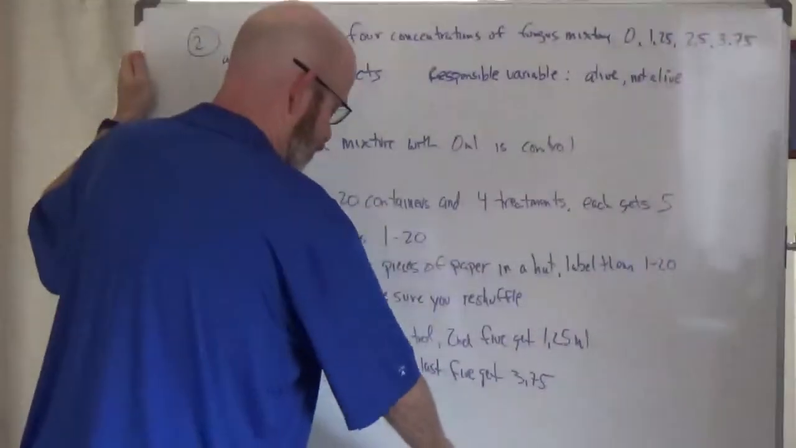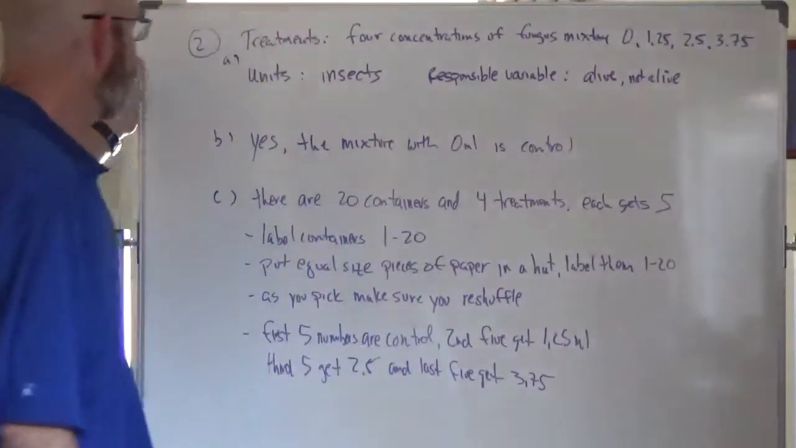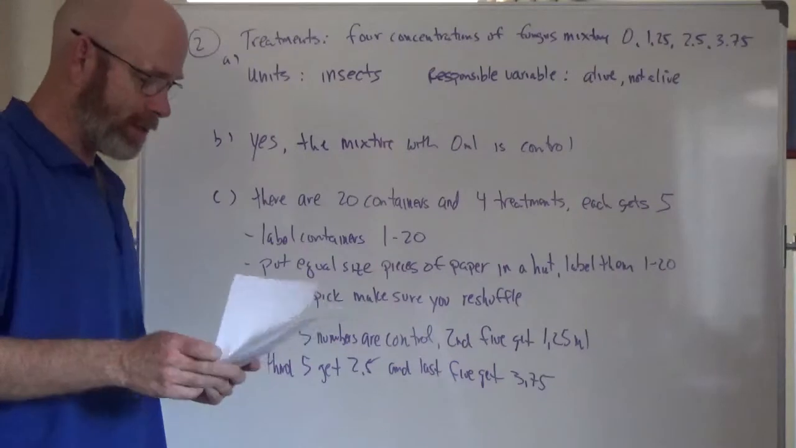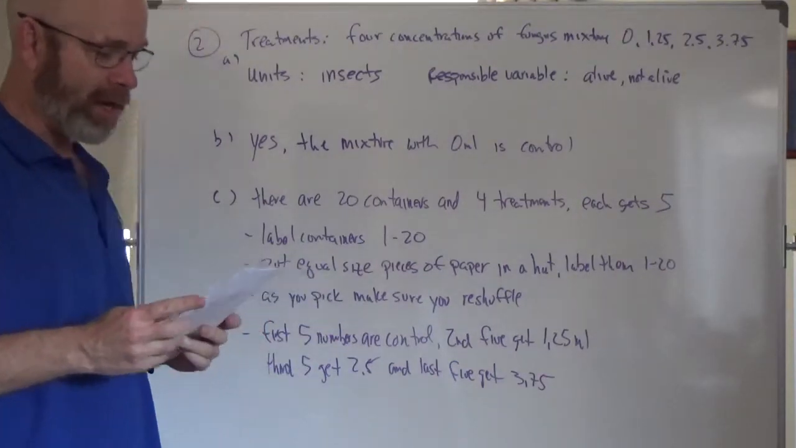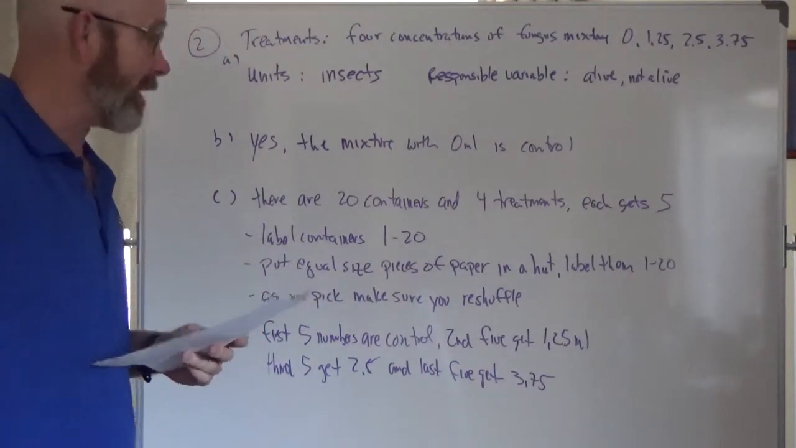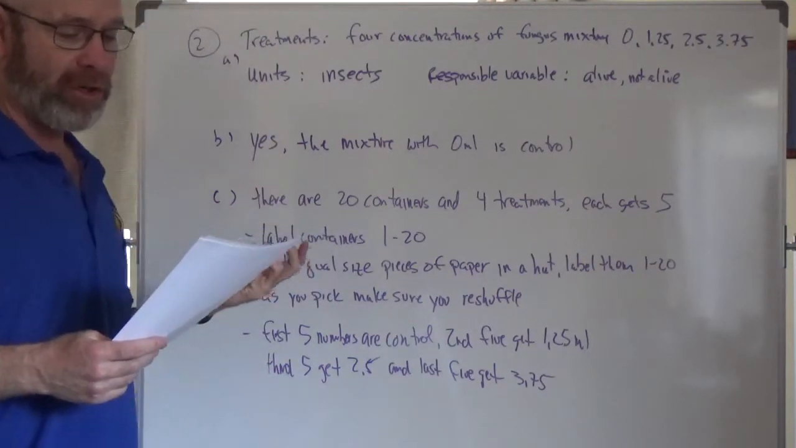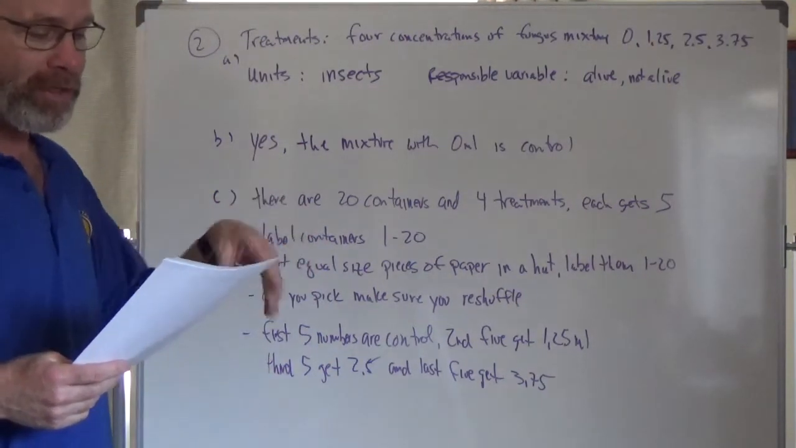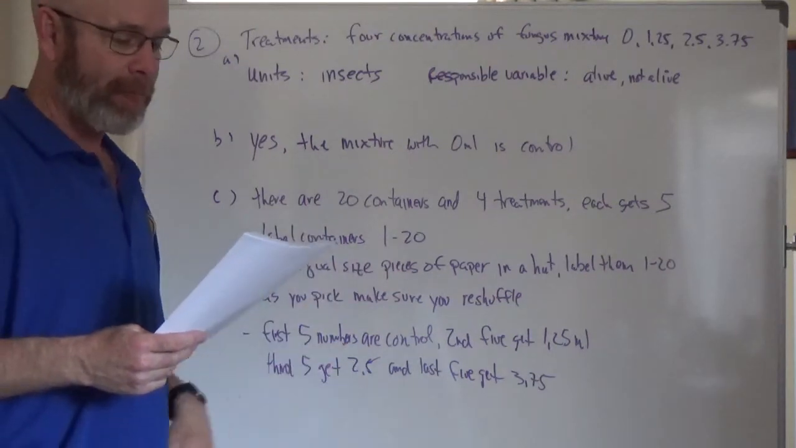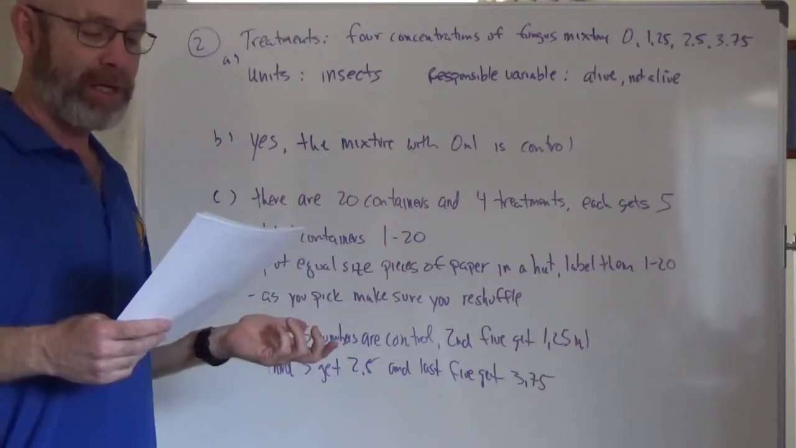Question number 2 is a little experiment. We got, what do we got? Fungus for controlling insects. So they got fungus mixture, 0 milliliters per liter, so they're putting some concentration in there. And then an equal number of insects are going to be placed in 20 containers.